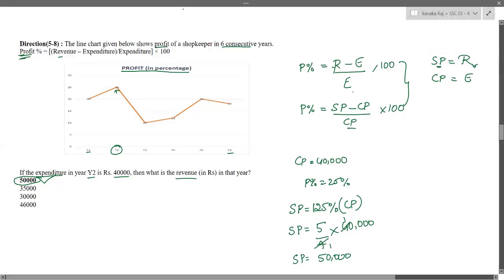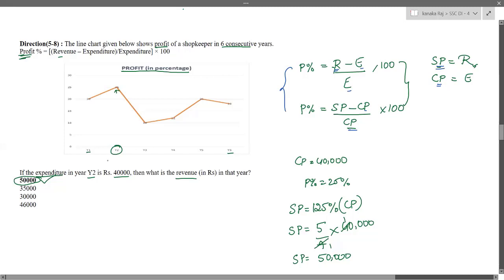Next, what's happening? Look at this. I'll compare these two formulas here. If I compare this, in place of revenue, what do I have? I have selling price. So I've written revenue is equal to selling price. Now in place of expenditure, look at it in the numerator as well as denominator. I have cost price in place of expenditure. So I've taken expenditure as cost price.